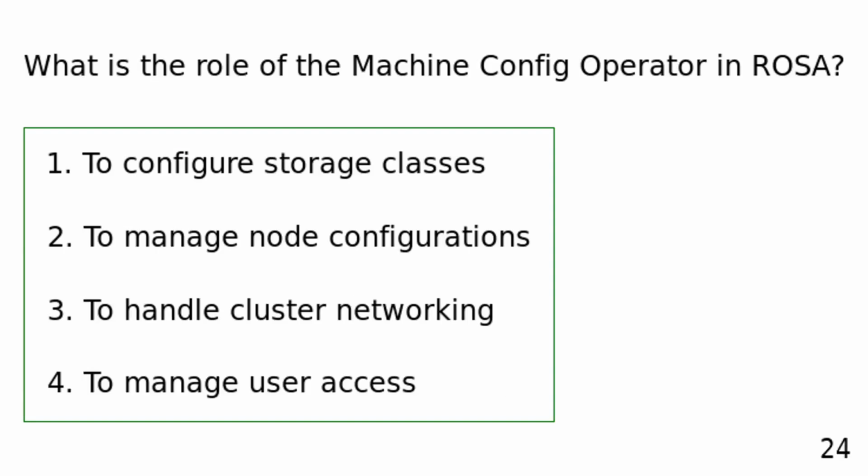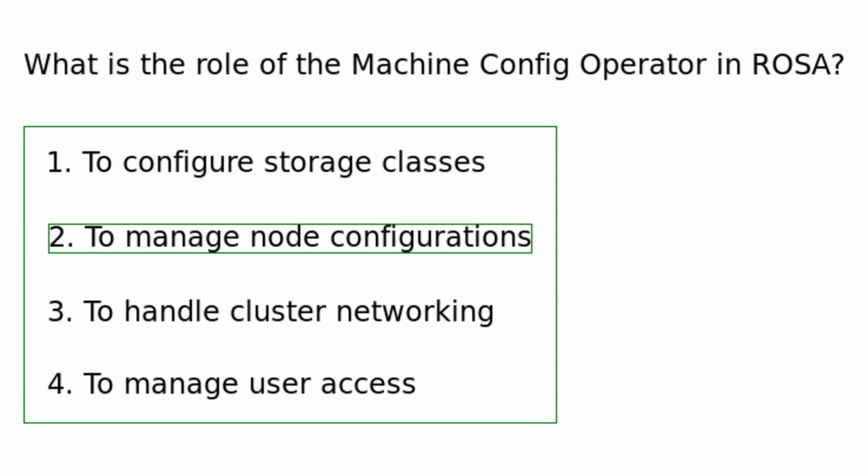What is the role of the machine config operator in ROSA? To configure storage classes. To manage node configurations. To handle cluster networking. To manage user access. The machine config operator in ROSA manages the configuration of worker nodes, ensuring consistent settings.